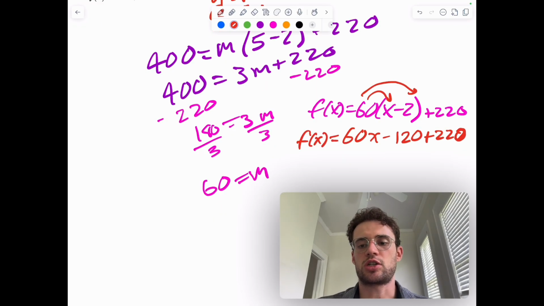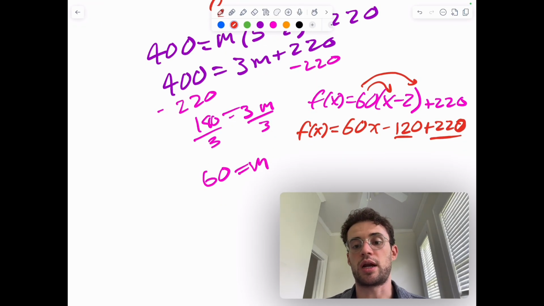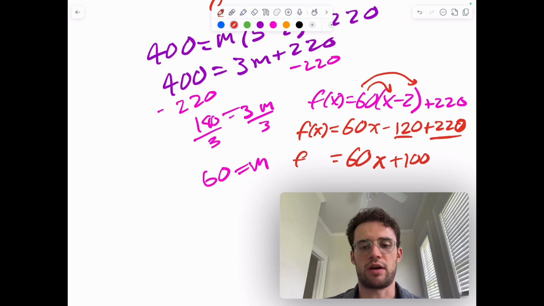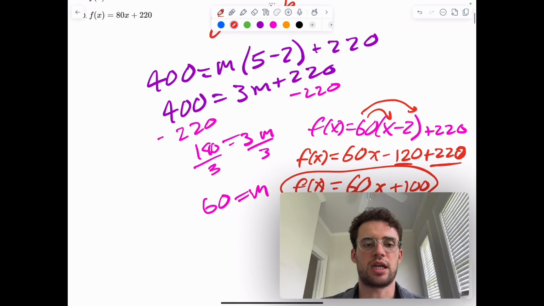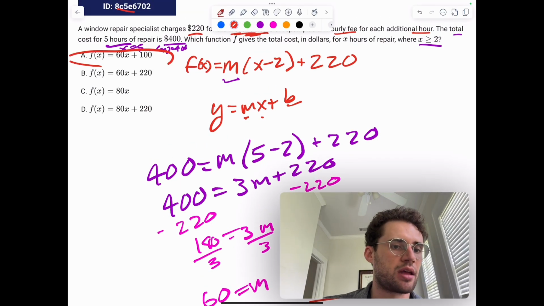And we can combine our like terms, the negative 120 and the plus 220. That gives us that 60x plus 100 is equal to f of x. So this is what we want, and if we look in the options, that is option A.